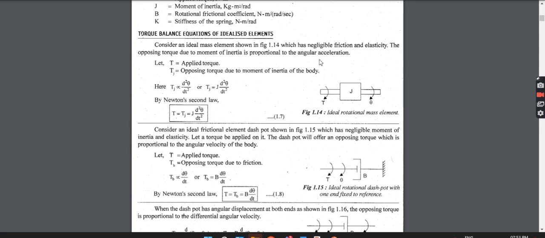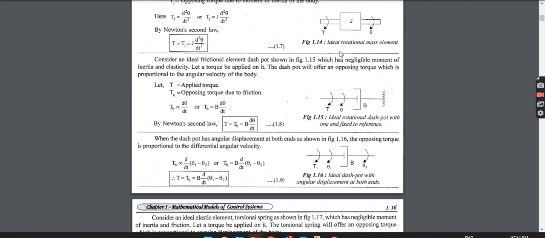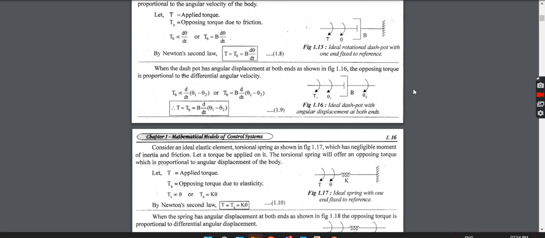Now, torsional spring. In a translational mechanical system, the spring stores potential energy, right? In a similar way, in a rotational mechanical system, the torsion spring stores potential energy. If a torque is applied on torsion spring K, it is opposed by an opposing torque due to the elasticity of the torsional spring. This opposing torque is proportional to the angular displacement of the torsional spring. Let's assume that the moment of inertia and friction are negligible. So we'll end up with the equation T equals K times theta.